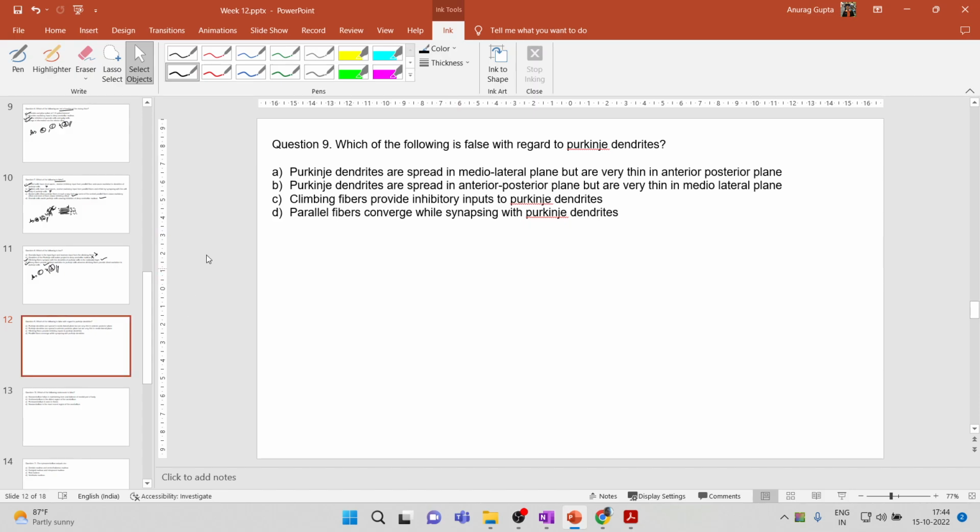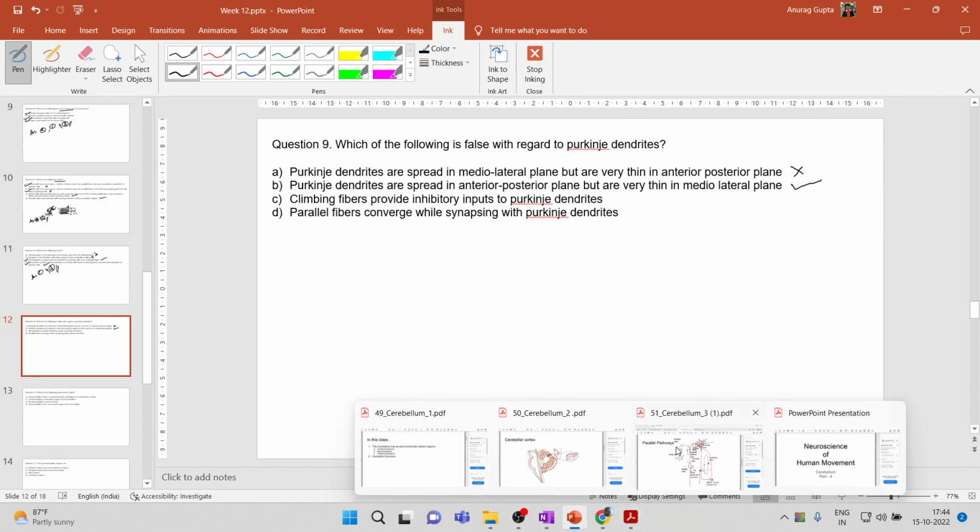Okay, let's discuss this. Purkinje dendrites are spread in the medial lateral plane but are very thin in the anterior posterior plane. No, this is false. This is actually the opposite. Purkinje dendrites are spread in the anterior posterior plane but are very thin in the medial lateral plane. This is correct. So let's just open up one of the images.